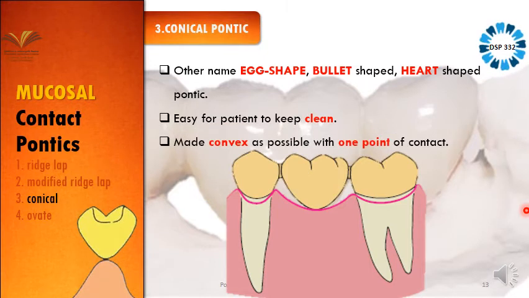The surface is made as convex as possible, which has only one point of contact. So whatever tissue irritation or pressure on the tissue was there with your ridge lap and modified ridge lap, that problem does not exist with your conical type of pontic. That is the beauty of one point of contact.